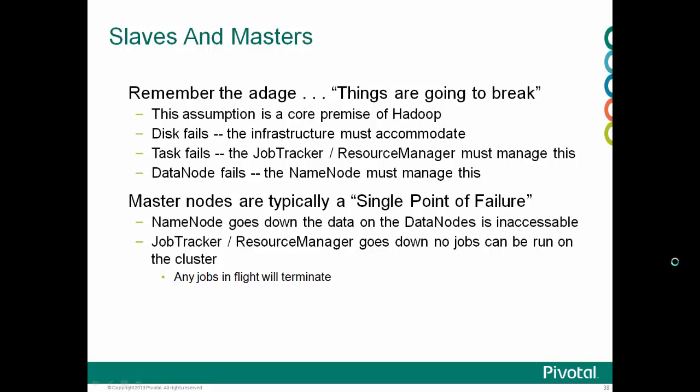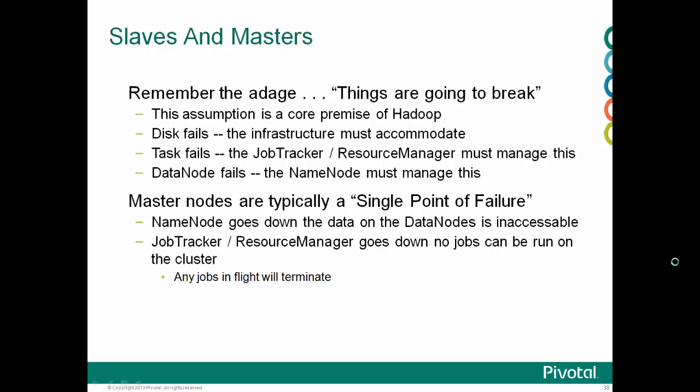Remember that we talked about earlier, things are going to break, okay? And this is a core premise of Hadoop. Disks are going to fail. The infrastructure must accommodate any disk failure that occurs. Task failures should be managed by the job tracker or resource manager. Data node failures must be managed by the name node. And again, the infrastructure of Hadoop will manage each and every one of these different failure scenarios.